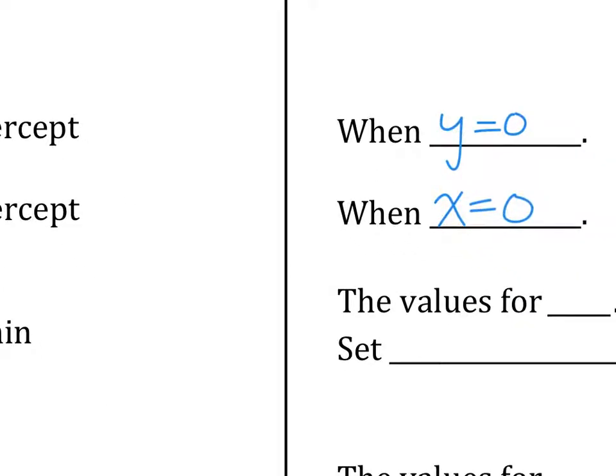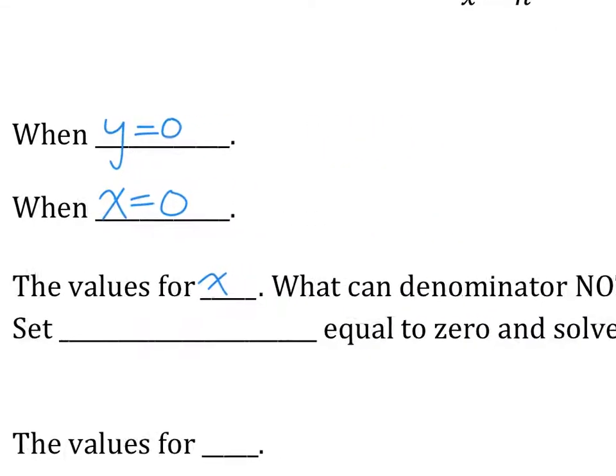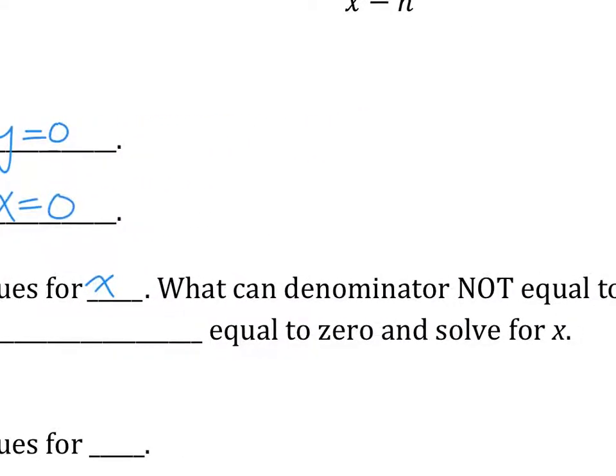All right, so just kind of some vocab. Domain means the values for what? We kind of just did that. X, yes. Okay. All right, so basically, what can the denominator not equal to? So we're going to set the denominator equal to 0, and then we're going to solve for x. Okay, so we just did that for like 10 minutes or so.